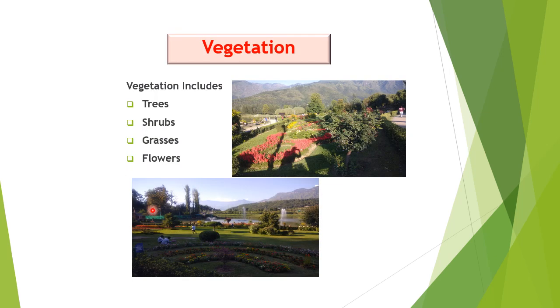First of all, you have vegetation. As you know, it includes trees, shrubs, grasses, and flowers. Though this is not my basic topic for this video, we can discuss the trees, shrubs, grasses, and flowers in detail in another video. But these are some of the pictures. This is the Nehru Memorial Botanical Garden, located at Chashma Shahi. You'll see the water body there and different types of vegetation growing in the park.